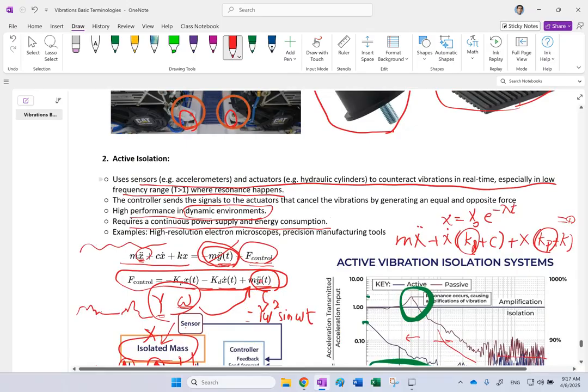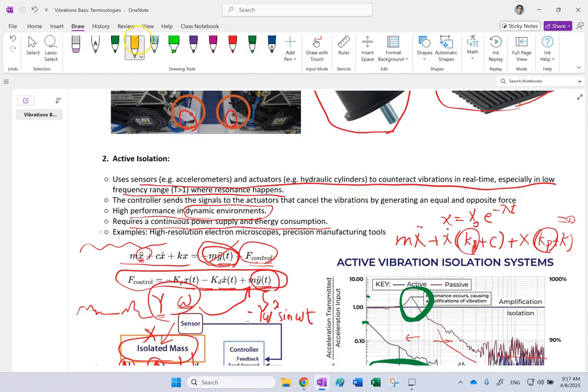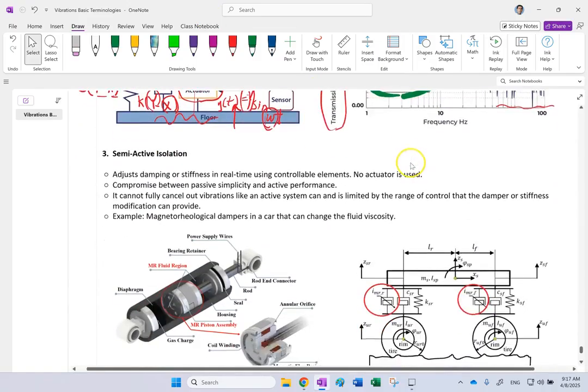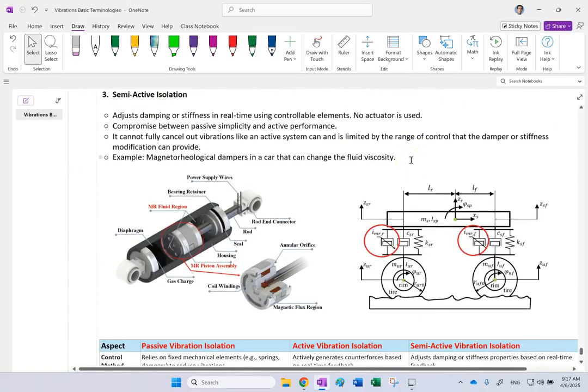Okay, so where would you use them? Use them in high precision applications, for instance, electron microscopes or precision manufacturing tools. They really need to cancel the vibrations to the best that they can, so the end of the tool will not oscillate when cutting the material, and you can get very, very tight tolerances, let's say. Okay, so this is active vibration cancellation, and then there is semi-active.